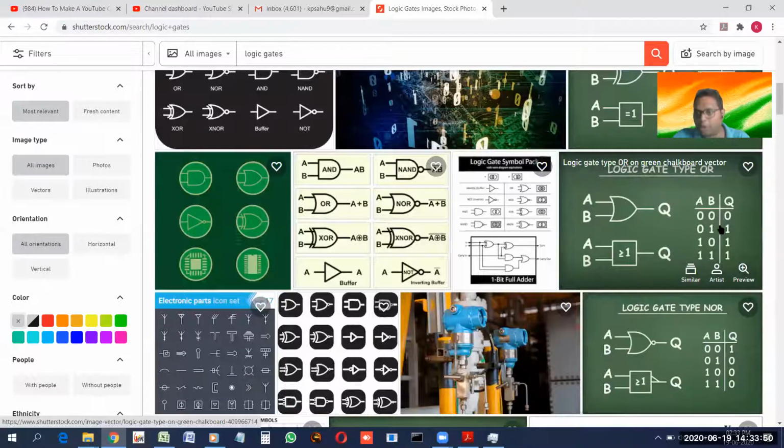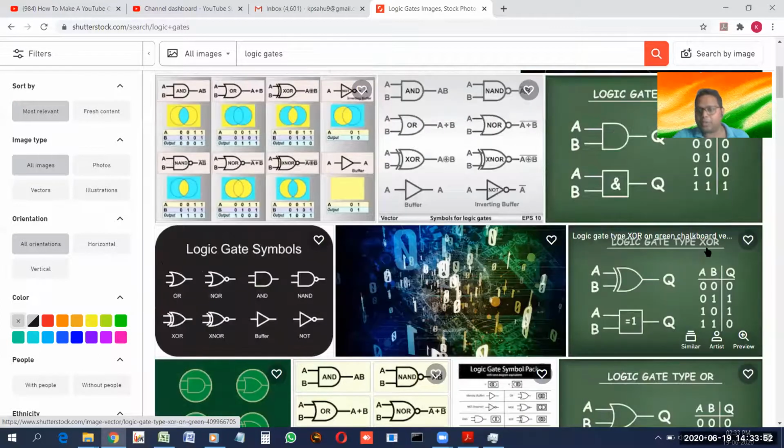This is the OR gate. What is XOR? Look carefully. If both are 0, then 0. If any one is 1, then 1. If all are 1, then also 0. This is exclusive OR, which is called XOR.